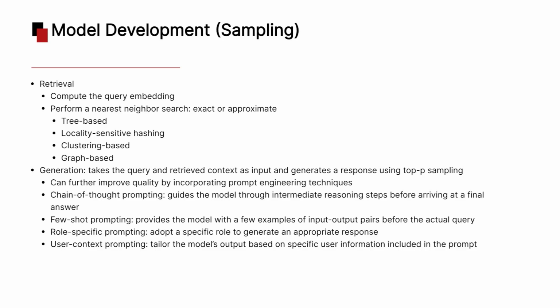Few-shot prompting provides the model with a few example input-output pairs to shape its responses. Role-specific prompting instructs the model to adopt a particular persona or role to tailor the tone and style. User context prompting incorporates user-specific information into the prompt to personalize the response. Together, these techniques ensure that the system not only retrieves relevant information efficiently, but also generates well-structured and user-tailored responses.